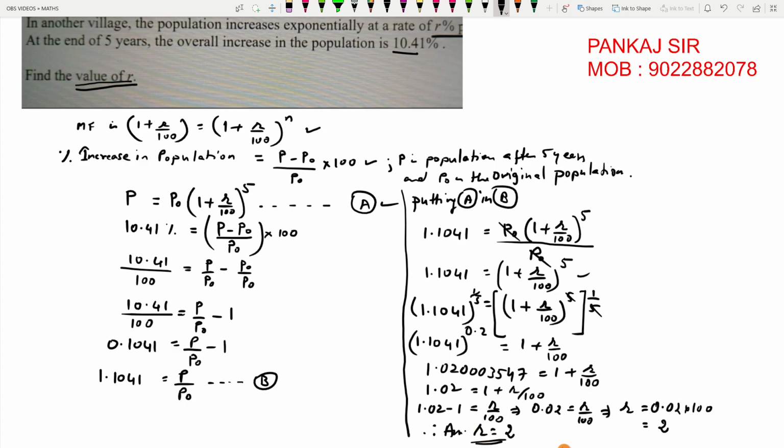Let me tell you, this was a problem based on the compound percentage. We have used here two formulas. Number one, the formula which talks about the increase or decrease in the population, that is this one. And number two, the formula which is related to compound interest, that is P is equal to P naught into 1 plus R upon 100 raised to N. So these are the two formulas that we have used together to solve this problem.